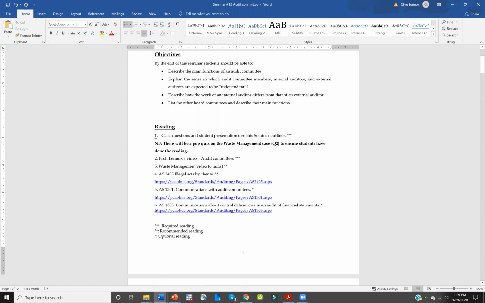Okay, in terms of class reading, you need to read through the questions on this seminar outline, and there's also a student presentation to read. And in addition, there'll be a pub quiz about the Waste Management case, which is covered in question 2. That's just to make sure that students have read through the case.